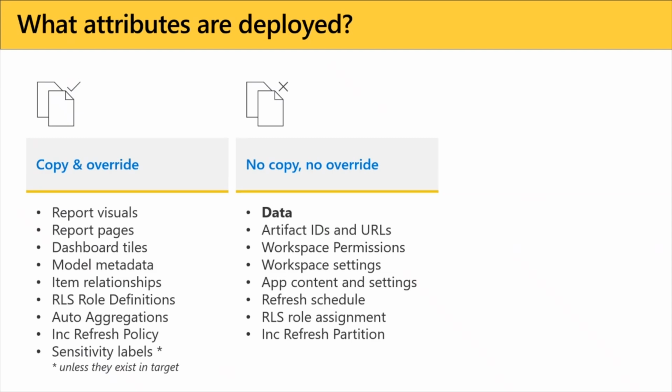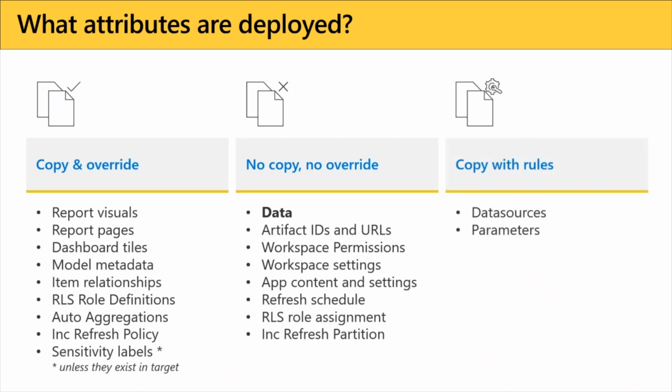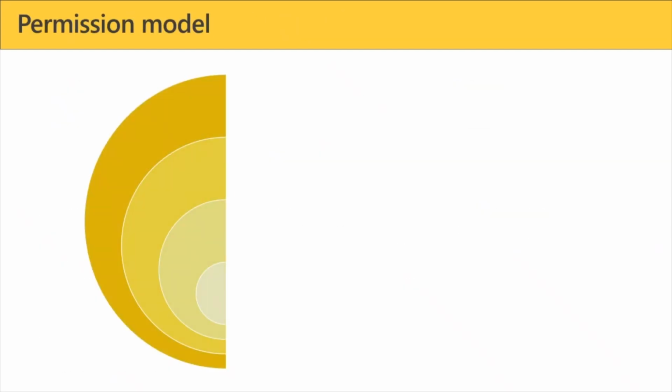Also, RLS role assignment is done on a workspace by workspace basis. And for incremental refresh, partitioning is done individually. And then there's copy with rules. We saw there's copy with rules for the data source behind a report, or if you have parameters. What we're going to see is copy with rules will also work for paginated reports and for data flows, and we'll see that coming up in a couple slides.